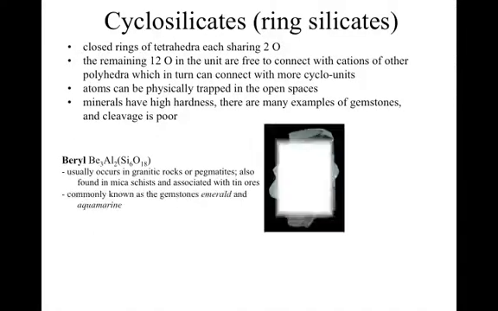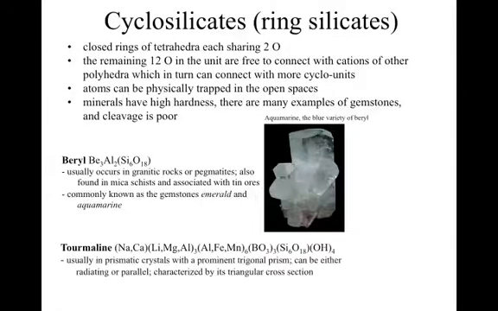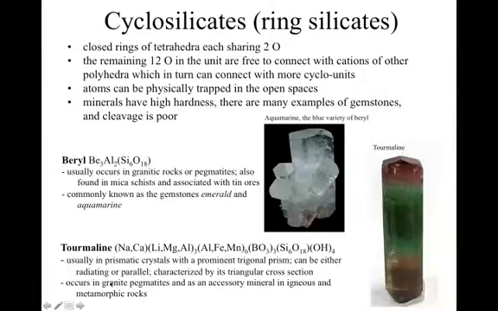The cyclosilicates. These are ring silicates, and there are fewer of these than some of the other mineral silicate subclasses. These include beryl and tourmaline. Tourmaline you'll recognize, and it's a common accessory mineral, meaning it occurs in small amounts in pegmatites and other granitoid rocks.